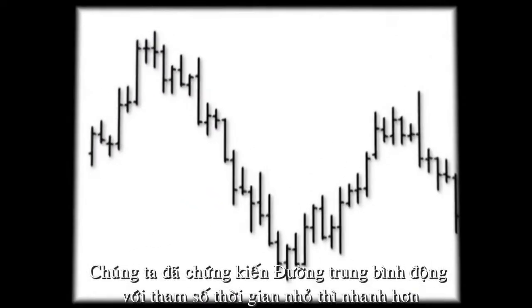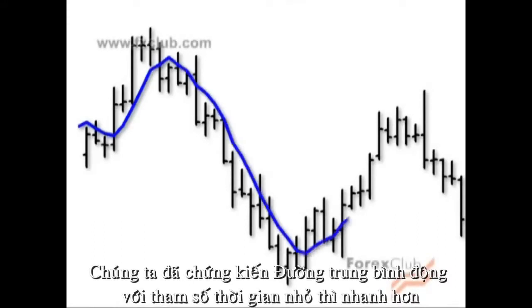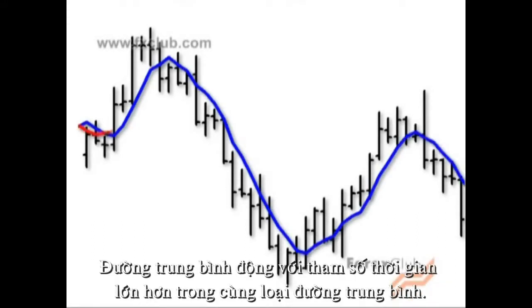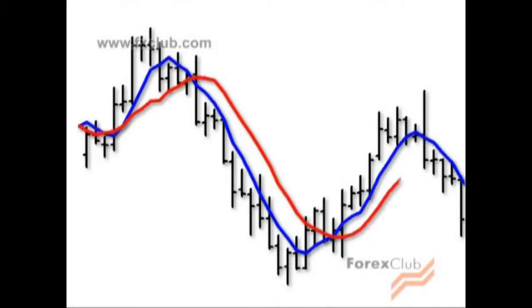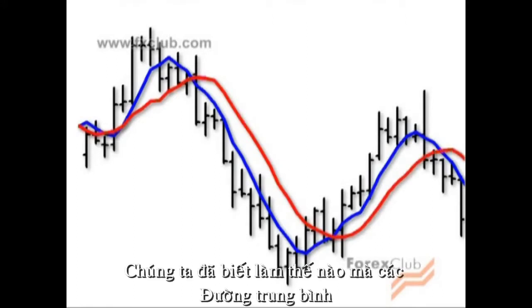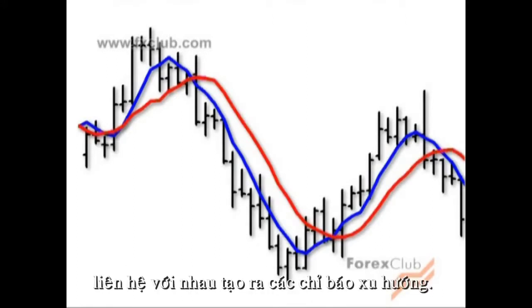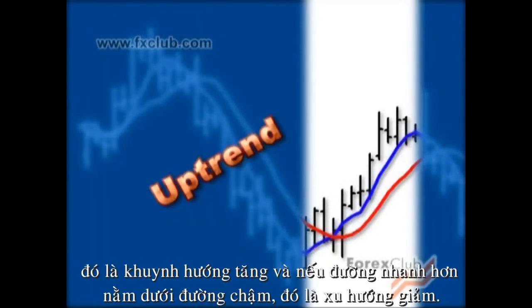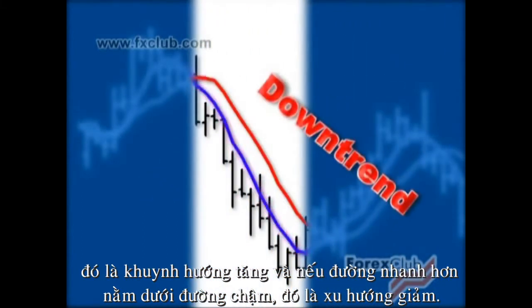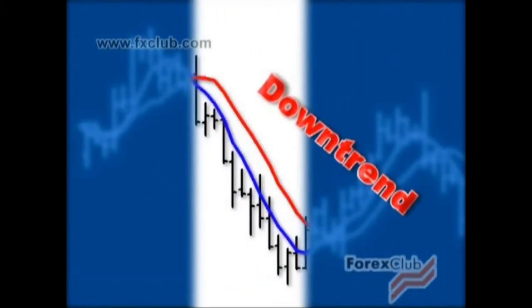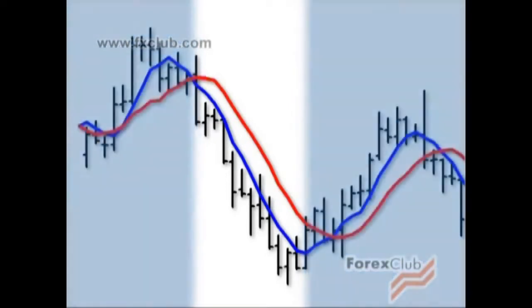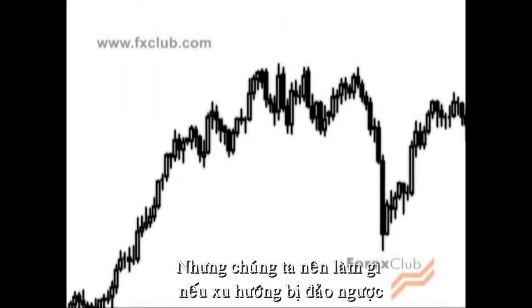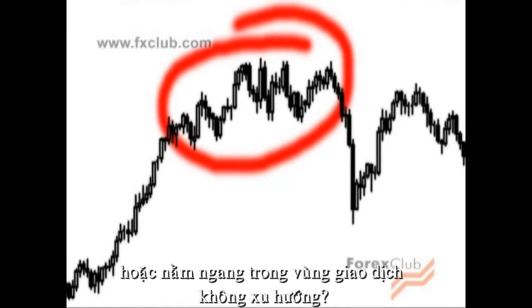Up to now, we've examined combinations of moving averages. We've already seen that an MA with a shorter period is faster than an average of the same type with a longer period. We know that how the averages interrelate with each other is a trend indicator. If the faster line is above the slower line, it's an uptrend, and if it's lower, then it's a downtrend. But what should we do if the trend reverses or flattens into a trading range?